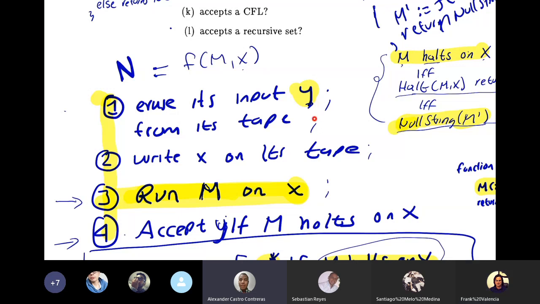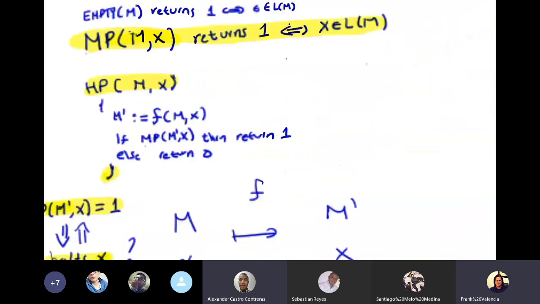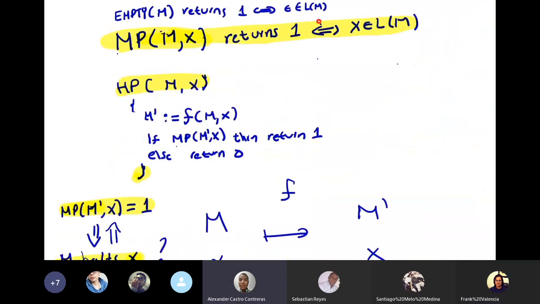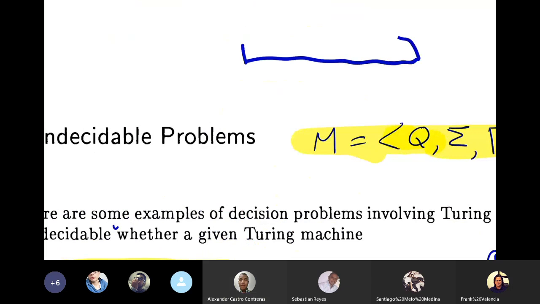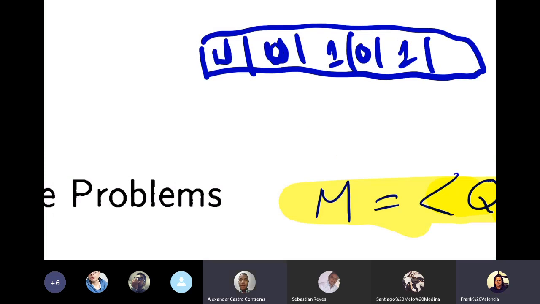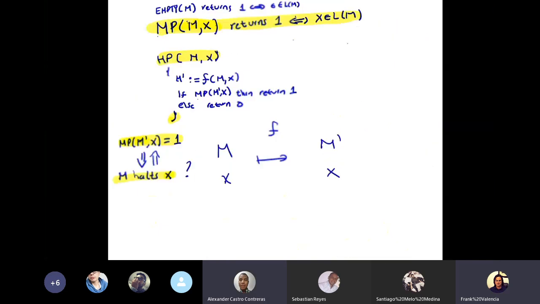Teacher, I don't get it. What do you mean it removes everything? Erase means... the input, that's what I'm trying to tell you here. So this is the input, and the machine goes and erases it. Erasing is like replacing this with blank symbols: blank, blank, blank, blank. That's what erase means. Understand?